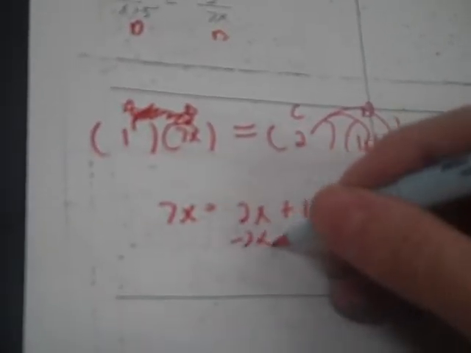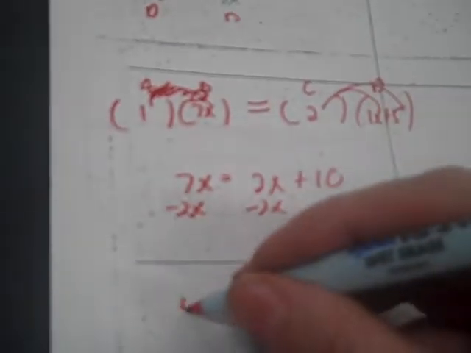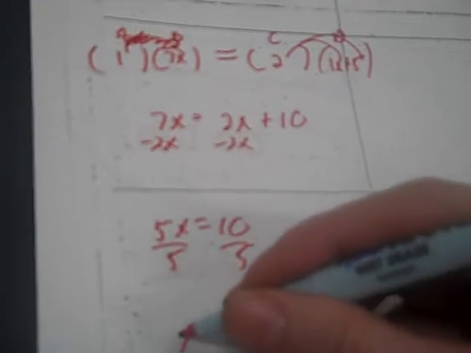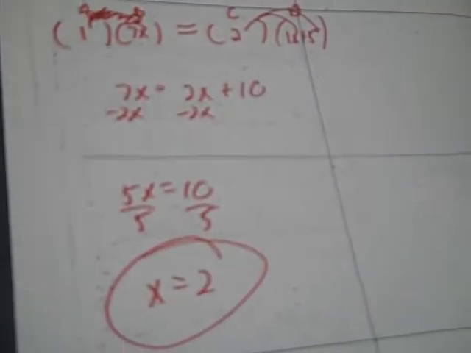Now I subtract 2x. 5 times x equals 10. And x equals 2. Okay, good. I like those kinds of problems. They're pretty easy and stress-free.